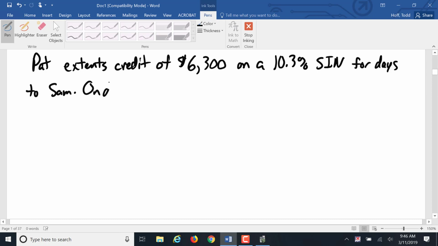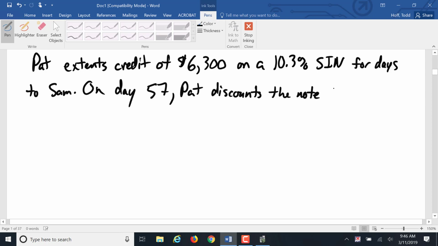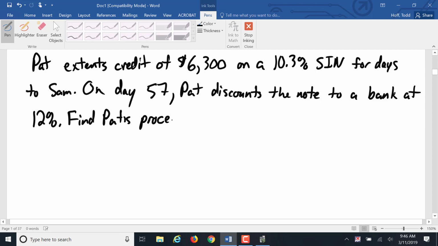On day 57, Pat, for some reason, needs money, so Pat chooses to discount that note to a bank at 12%. So that 12% is the bank's discount rate. We want to find Pat's proceeds. So it's how much does Pat actually get from this note?